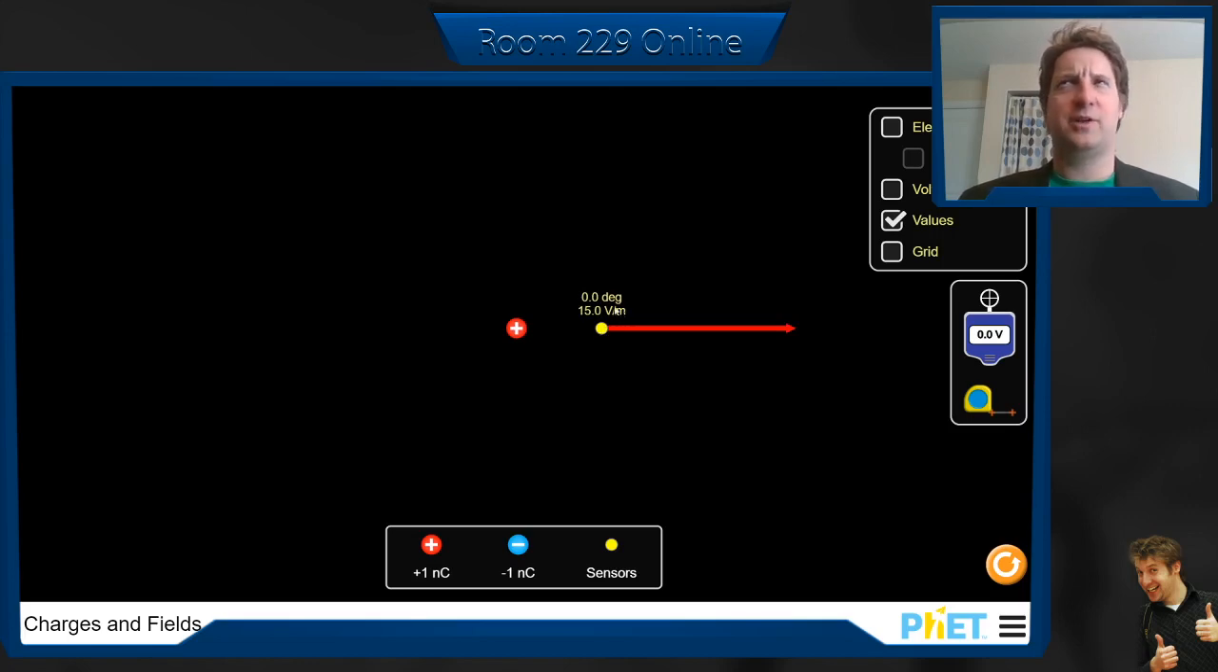It says this weird units, volts per meter. We'll talk about that next lesson when we talk about electrical potential. But this is equivalent to units of newtons per coulomb. So this now feels an intensity of 15 newtons for every coulomb of charge that I could put here. And if I move it away, it gets smaller, because it's an inverse square law. If I move it closer, it gets bigger.